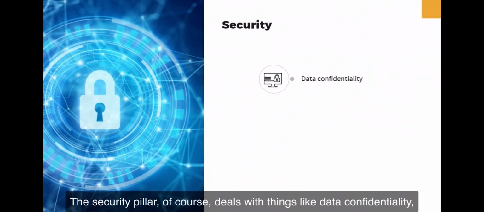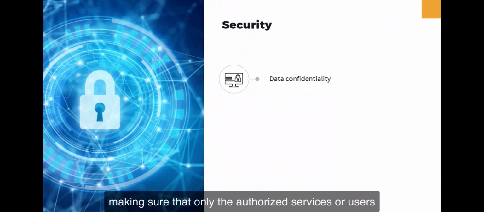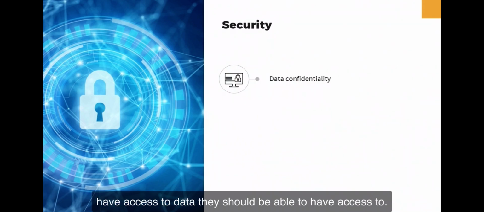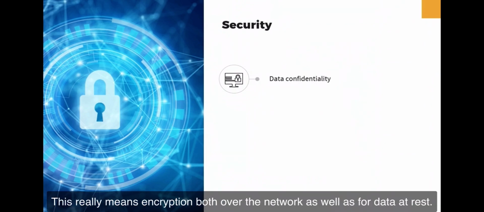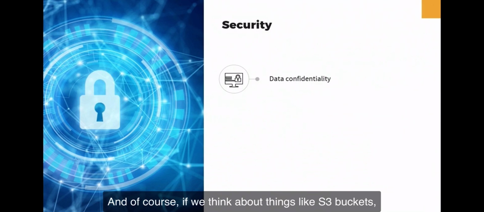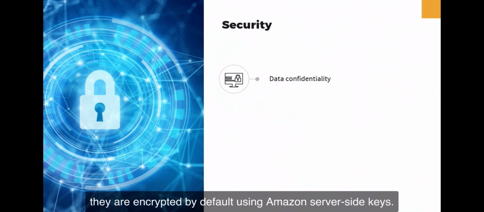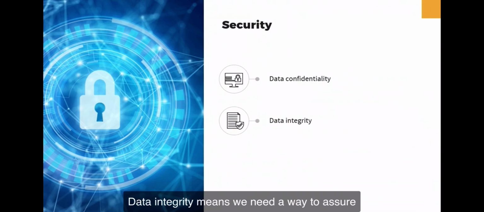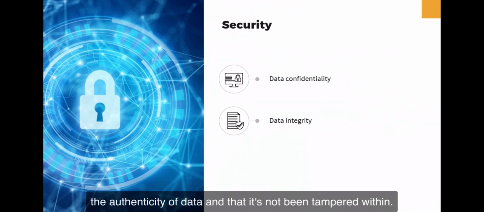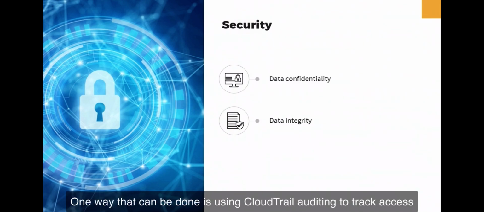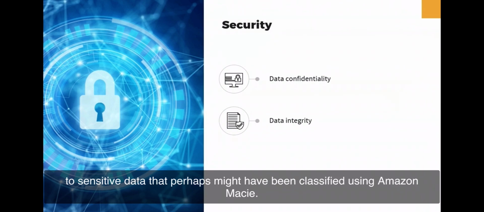The security pillar, of course, deals with things like data confidentiality, making sure that only the authorized services or users have access to data they should be able to have access to. This really means encryption both over the network as well as for data at rest. And of course, if we think about things like S3 buckets, they are encrypted by default using Amazon server-side keys. Data integrity means we need a way to assure the authenticity of data and that it's not been tampered with. And one way that can be done is using CloudTrail auditing to track access to sensitive data that perhaps might have been classified using Amazon Macie.